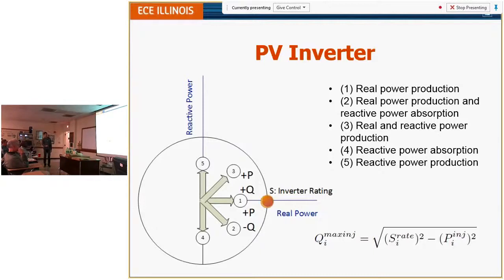Of course, modes 1, 2, and 3 are most likely going to operate in the daytime, while modes 4 and 5 are at nighttime because there's no active power from the solar. However, the most important equation here is that you have to follow S squared equals P squared plus Q squared. So this is your constraint over here.